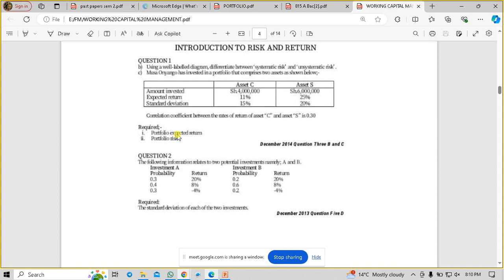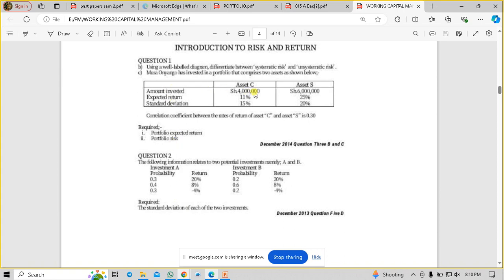Portfolio expected return. Anyone who can tell us? Ama hii swali ikikuja utasema pass. So let me guide you.